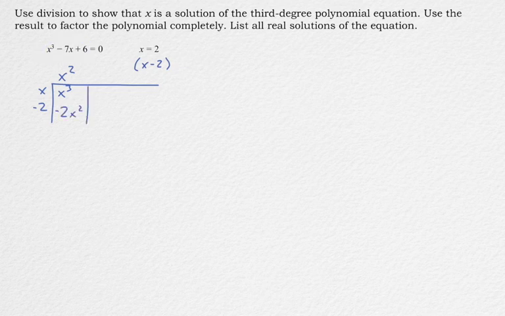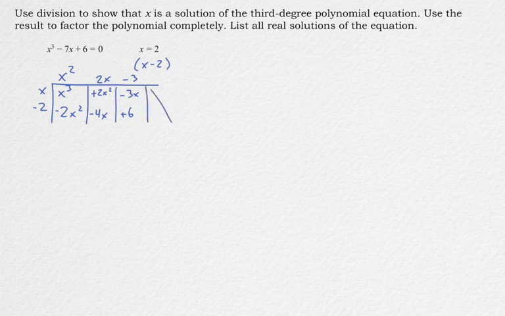But I want to have no x squared, so I'm going to have to add 2x squared to cancel that out. So then x times 2x gives me 2x squared. This would be -4x. Alright, but I want to have -7x, so that means I have to subtract 3 more x. So then -3 times x is -3x. -3 times -2 is +6. And thank goodness that works out. I wanted to have +6 there.